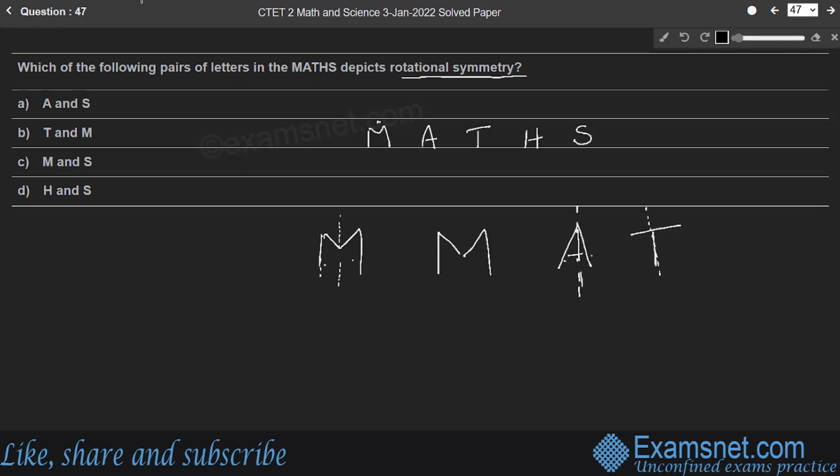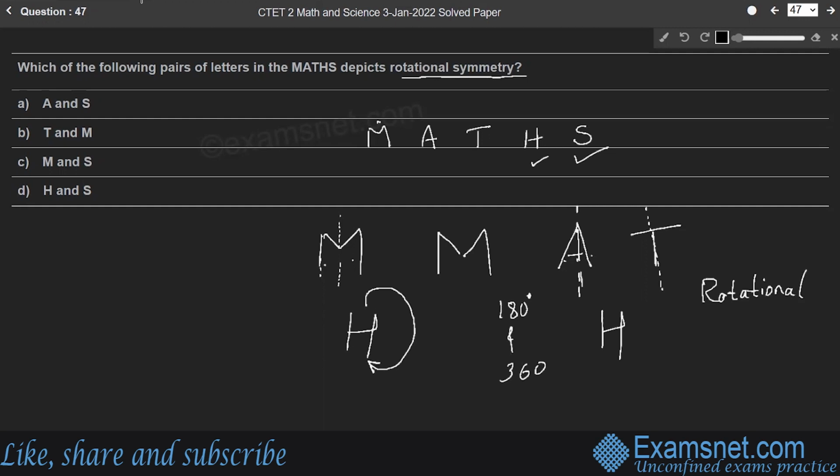So this also has an axis of symmetry, but the letter H also has rotational symmetry. That is, after some rotation, the letter or the shape looks the same. That means if you rotate this letter by 180 degree and 360 degree, it looks the same, right? And similarly, S also has rotational symmetry. That means after some rotation, it looks the same. Therefore, option D, H and S, pairs of letters in the map depicts rotational symmetry.